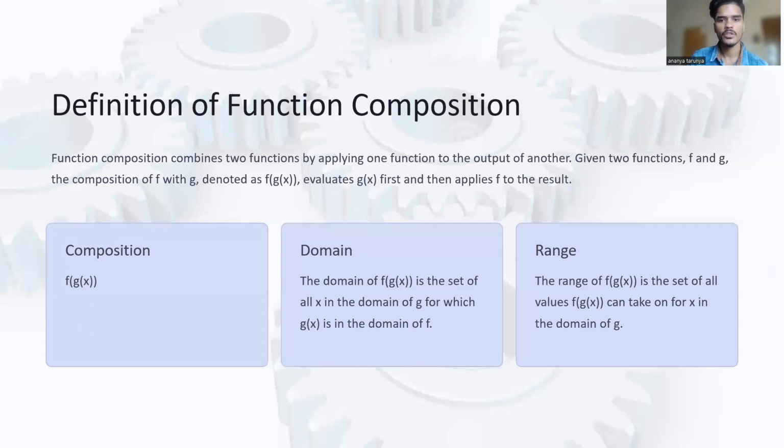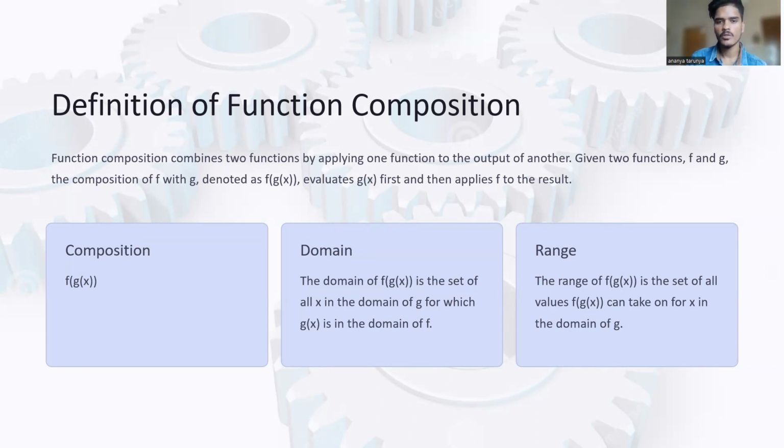So now, the definition of function composition. Function composition combines two functions by applying one function to the output of another function. So given two functions f and g, the composition of f with g, denoted f of g of x, evaluates g of x first, then applies f to the result.